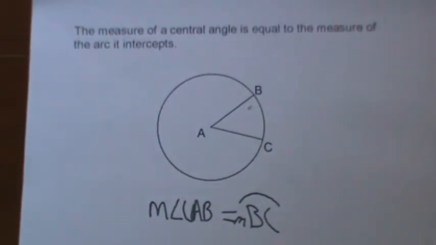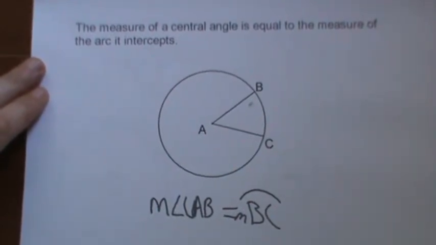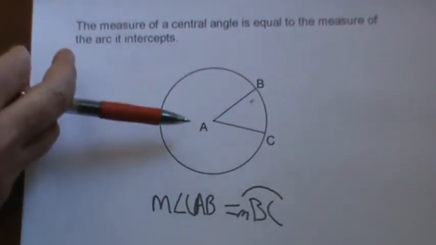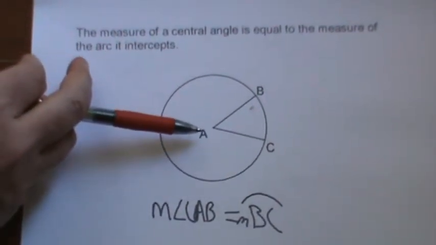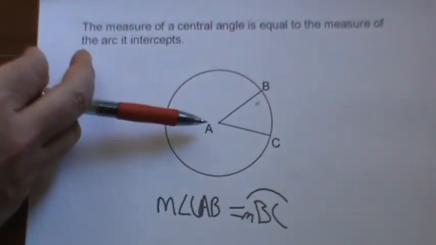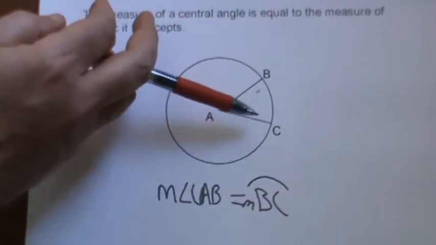So, as I've already mentioned, the measure of a central angle of a circle is equal to the measure of the arc it intercepts. So, central angle BAC has its vertex at the center of the circle, and its measure is equal to the measure of the intercepted arc. So, it's equal to the measure of arc BC.